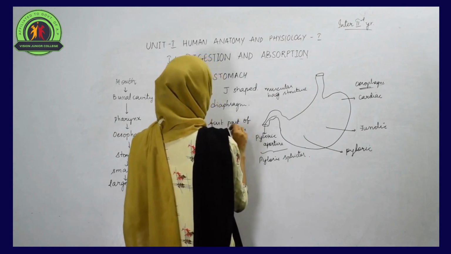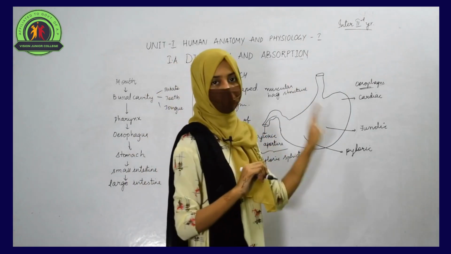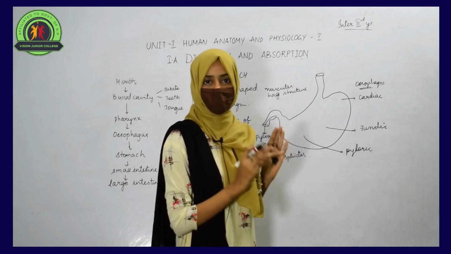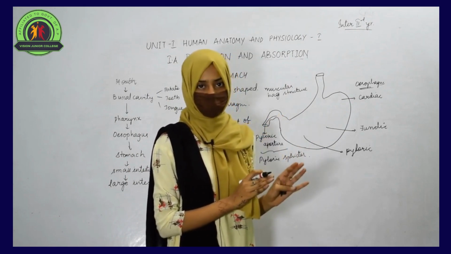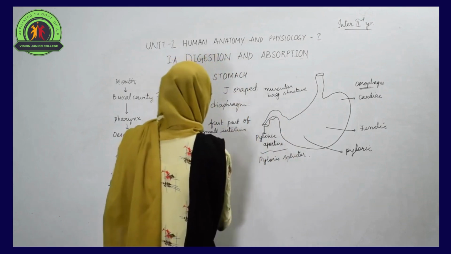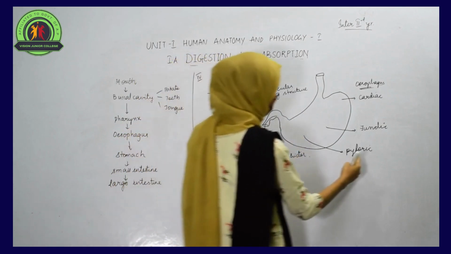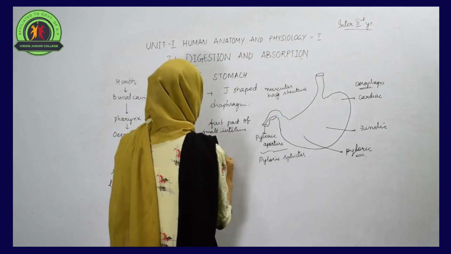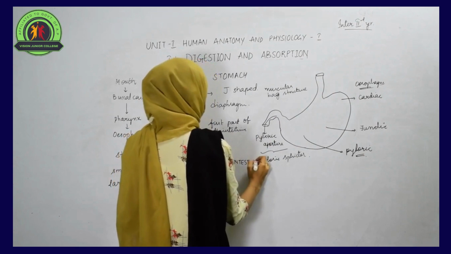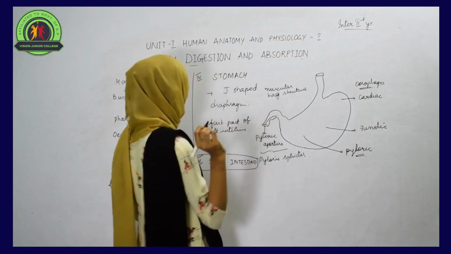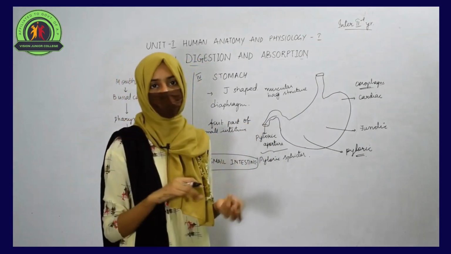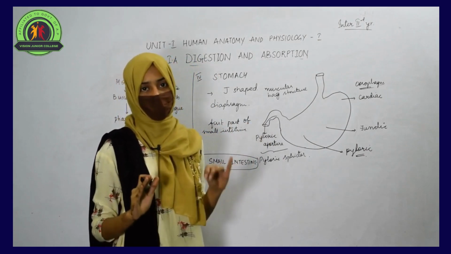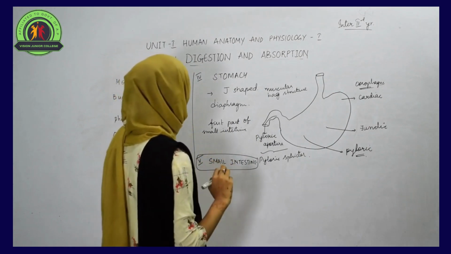So again, the contraction and the relaxation of the muscles which are present in our stomach allow the food to enter into the small intestine. The third portion of the stomach is the pyloric portion, and this portion opens into the small intestine. The small intestine is an organ which is present in our alimentary canal or digestive tract, and it is the longest portion of our digestive tract.